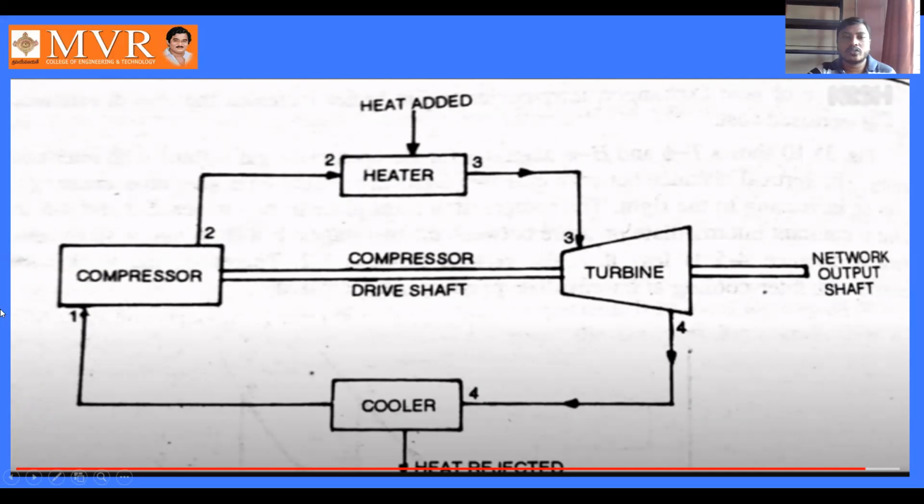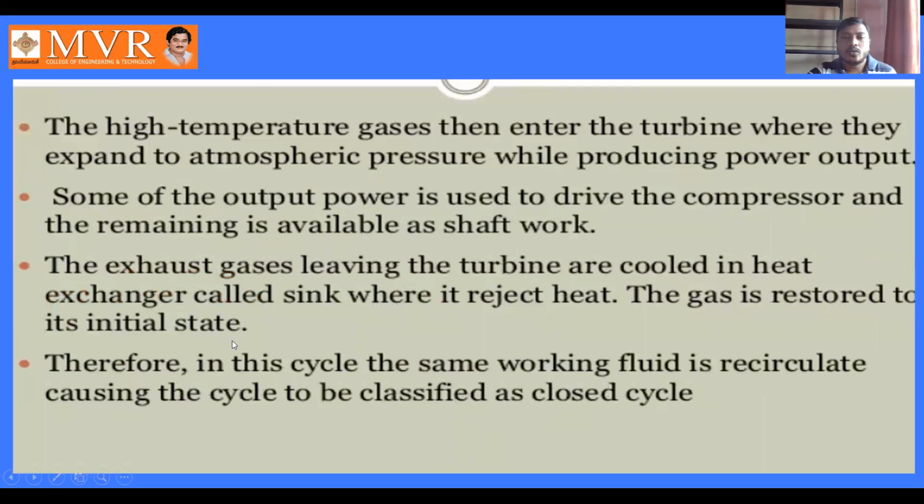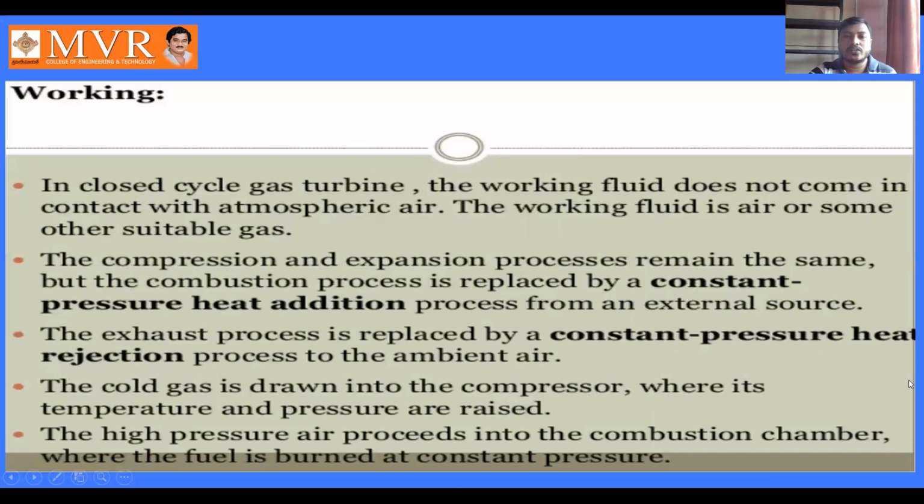This is what a closed cycle is about. The working fluid which we are using here is nothing but air or some other suitable gas. The compression takes place, and high temperature and high pressure are developed in the compressor, and the gas is sent to the combustion chamber. Here we give heat addition at constant pressure in the combustion chamber, and the heat rejection also takes place at constant pressure.